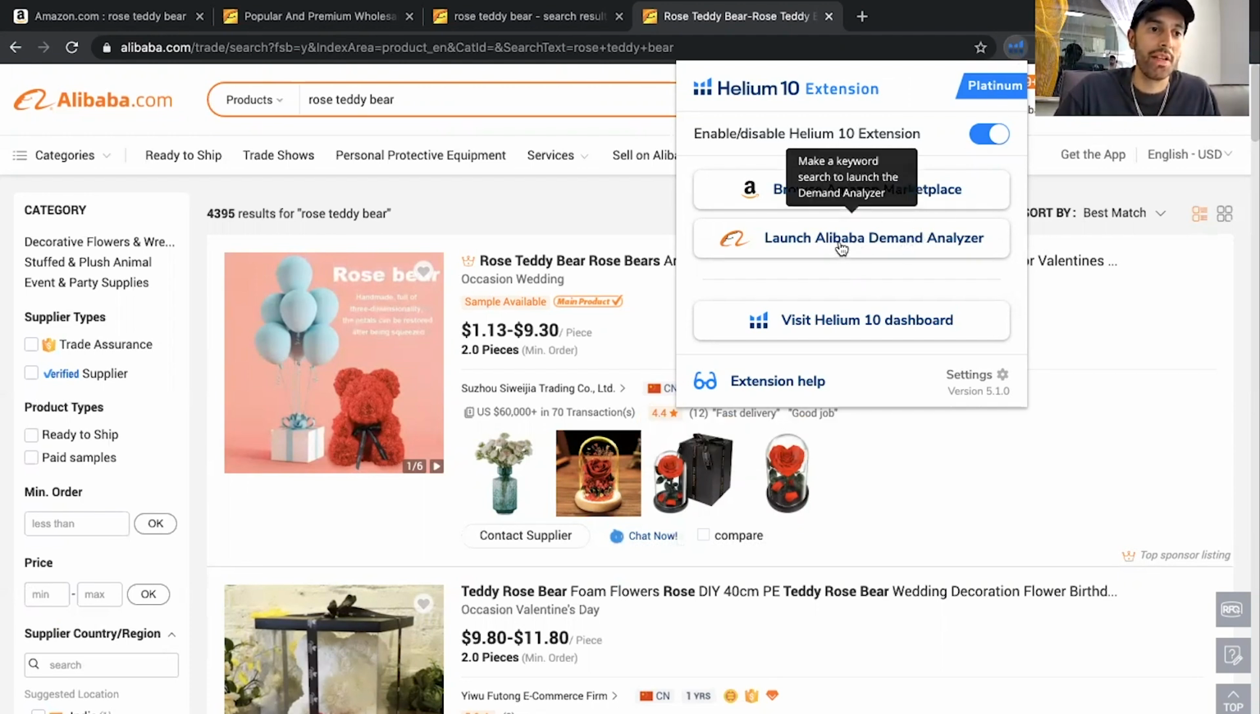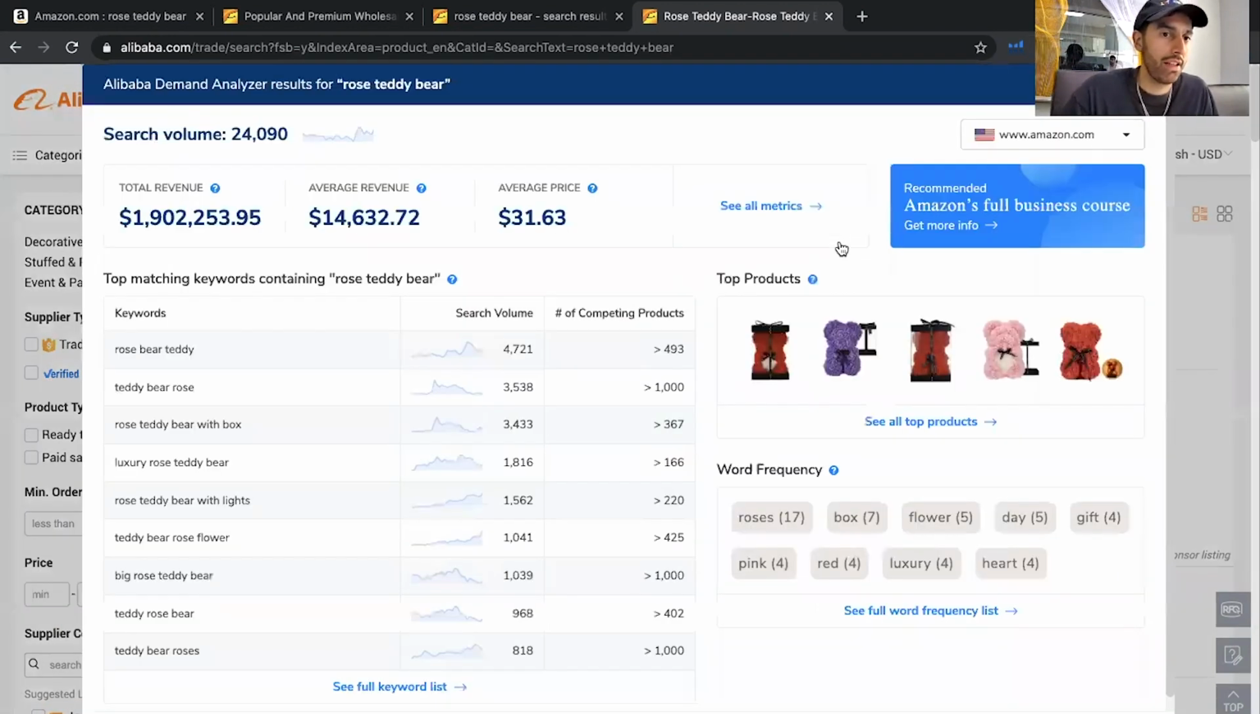So we can type in launch Alibaba demand analyzer, right? And this is cool because for rose teddy bear, it tells us the search volume is 24,090. And just to be clear, this is the search volume on Amazon, not on Alibaba, right? It's 24,090. That also came up on X-Ray when we searched that, and it gives us the total revenue for the category as well.